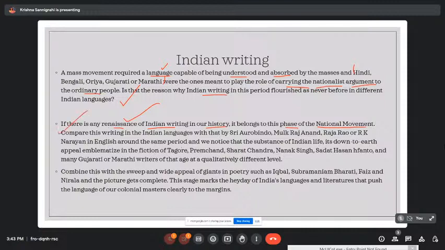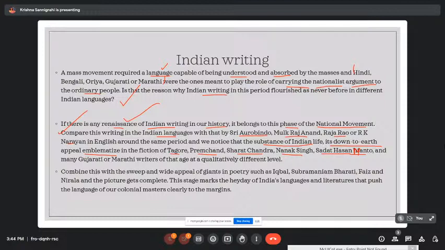Compare this writing in the Indian languages with that by Sri Aurobindo, Mulk Raj Anand, Raja Rao, or R.K. Narayan in English around the same period, and we notice that the substance of Indian life, its down to earth appeal, is emblematized in the fiction of Tagore, Premchand, Sharat Chandra Chattopadhyay, Nanak Singh, Sadat Hasan Manto, and many Gujarati or Marathi writers of that age.